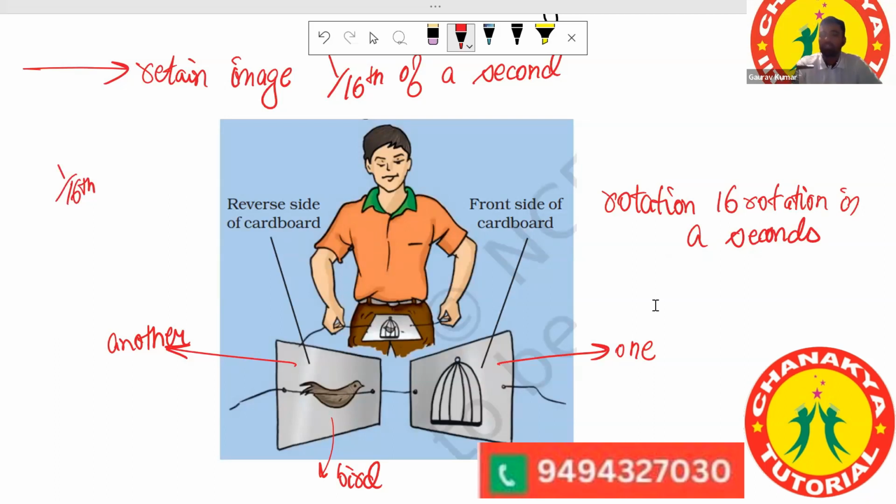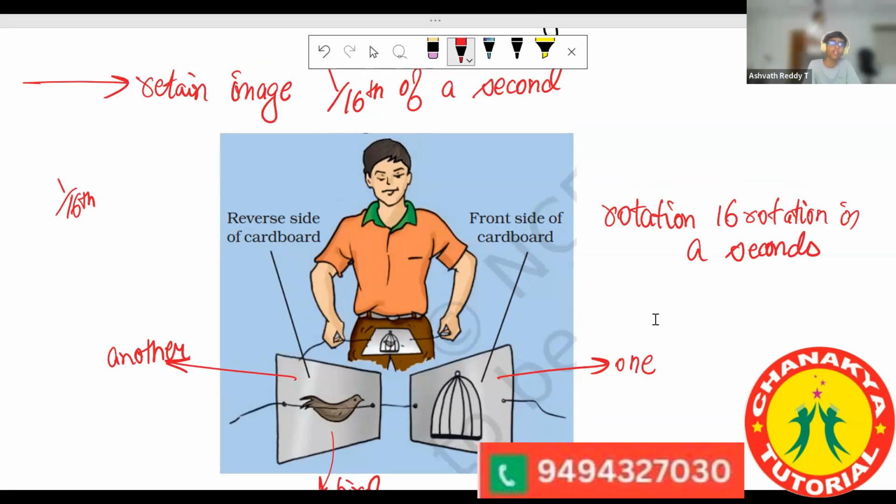But if someone does 16 rotations or more in a second, we will see both images as the same. For example, when spinning it very fast, we see the first image, and after some time the second image. Our eye will be lagging at a point, and it will be as if we are seeing the bird in the cage.